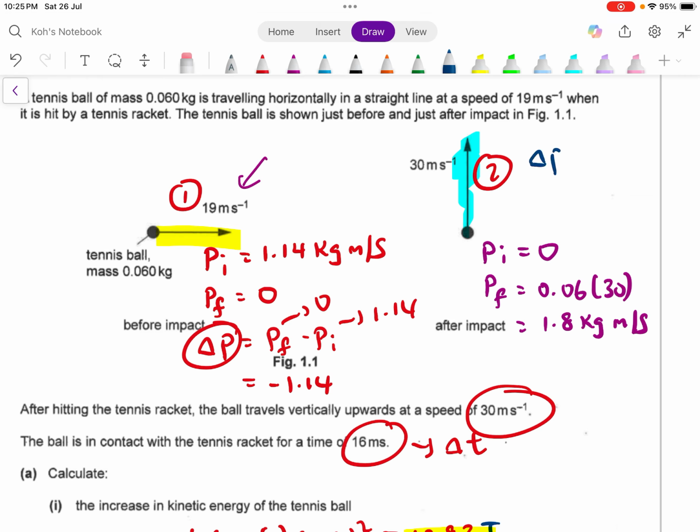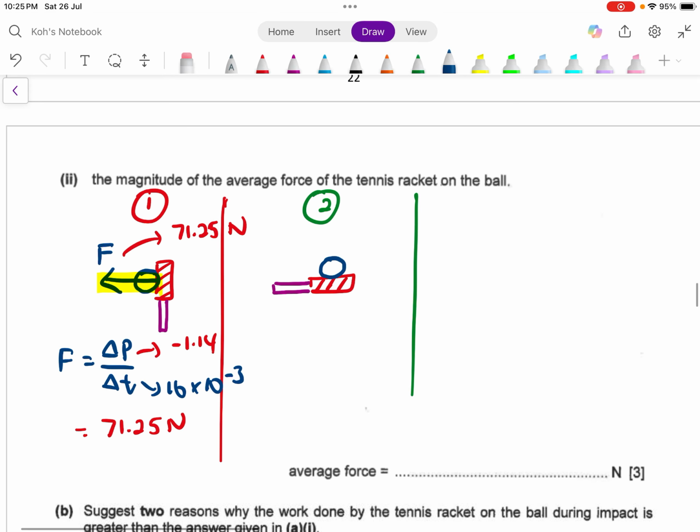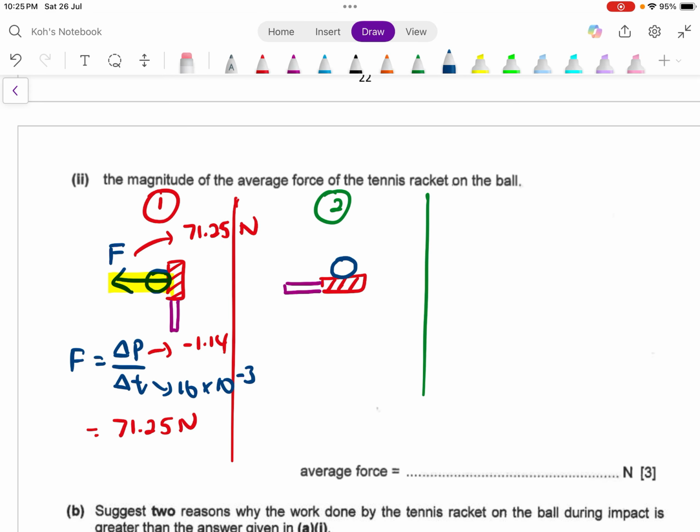So what is the change in momentum in the vertical direction? The change in momentum is final minus initial, which is 1.8 minus 0, so this will become 1.8. Of course it's a positive value. Let me just write here: when I hit up, the tennis racket exerts an upward force on the tennis ball. That's why it's a positive value.